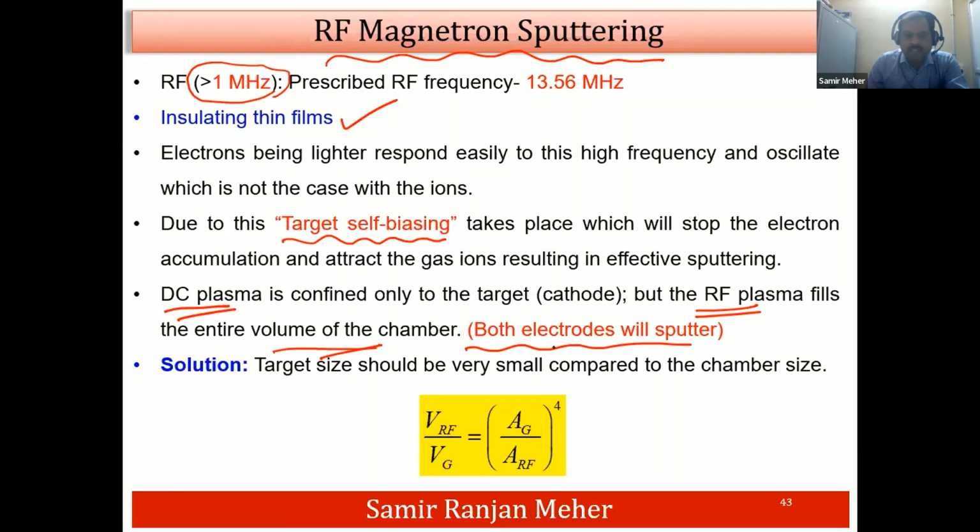So the solution to this is that we have to have the target size very small compared to the chamber size, because the self-biasing voltage for the target is inversely related to the area of the particular electrode. If we have a very large chamber, and inside that we have a target of very small size, then we can avoid the sputtering of both electrodes. That is the basic principle of RF magnetron sputtering. It is a popular technique to grow insulating thin films through the use of a single target.